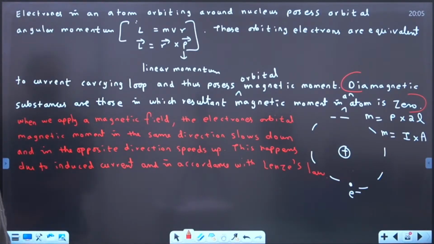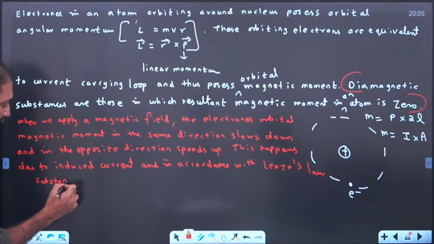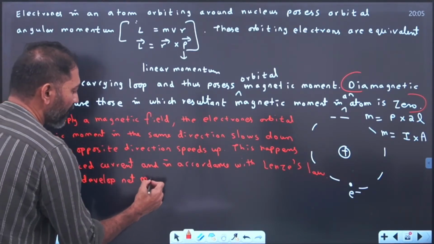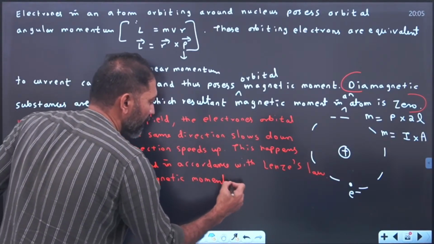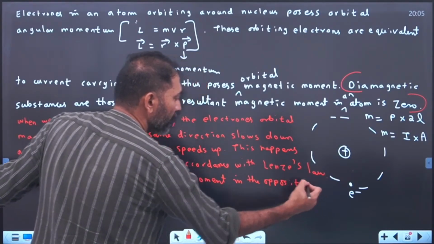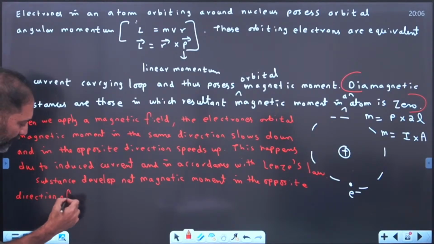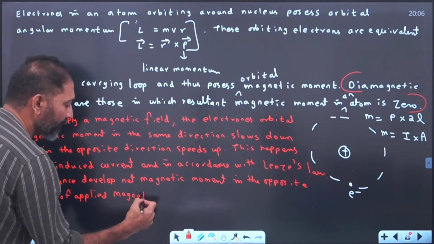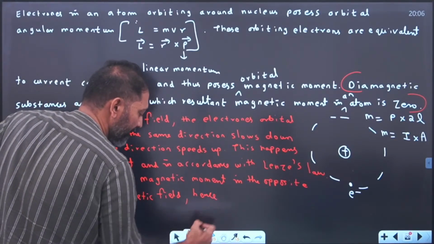Here what you need to understand: the substance develops a net magnetic moment in the opposite direction of the applied magnetic field. Opposite direction of applied magnetic field. Hence, that is the reason, hence repulsion.